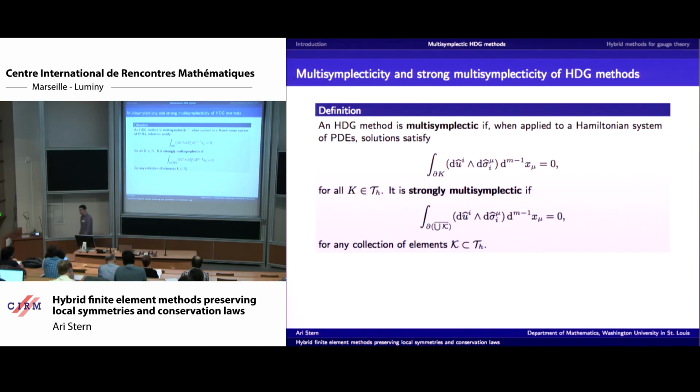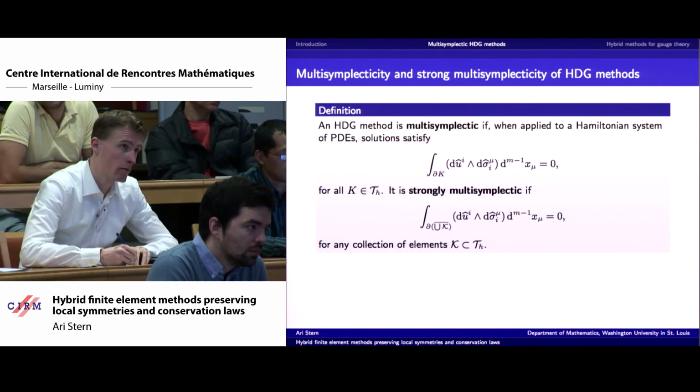Okay, so finally, let me talk about what I mean for a method to be multisymplectic. I'm going to say that an HDG method is multisymplectic if, when I apply it to a Hamiltonian system, this integral vanishes. And this is basically saying that the multisymplectic conservation law holds, but instead of in terms of u and sigma themselves, in terms of the approximate traces of u and sigma. So if this holds for every k, I say that it's multisymplectic, and I say it's strongly multisymplectic if this also holds for any collection of elements.